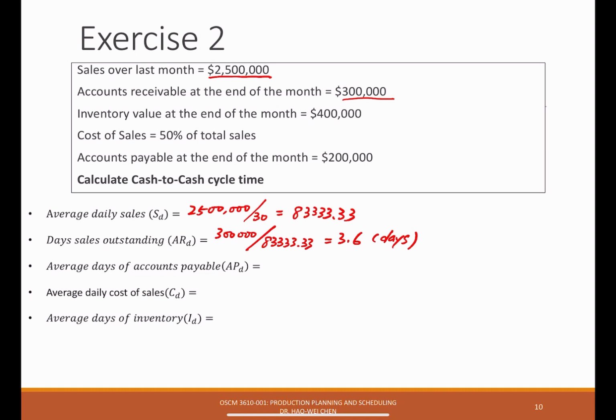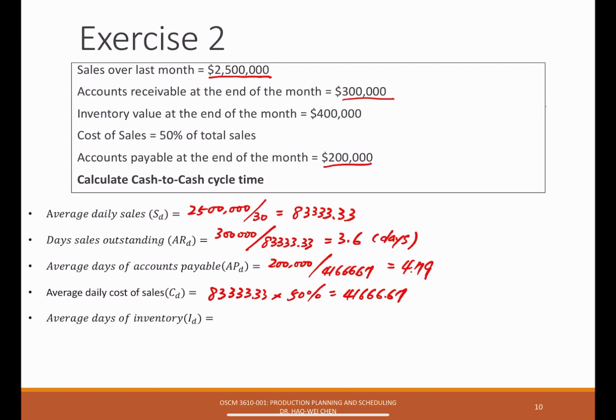Then we can calculate the average daily cost of sale. That will be 50%. So 83,333 times 50%. This will be roughly equal to 41666.67. So the average days of accounts payable will be the accounts payable divided by the cost. The accounts payable here is 200,000 divided by 41666.67. That will be roughly equal to 4.79 days.